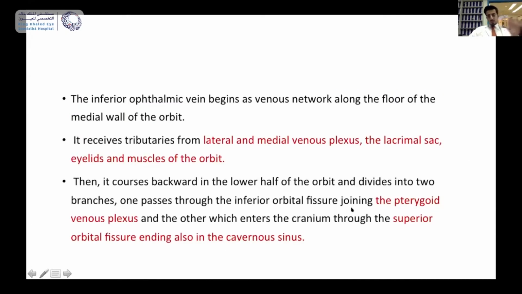ophthalmic vein is formed by a network of venous plexus from the medial venous plexus and the lateral venous plexus in the inferior wall, or around near the floor, and receives tributaries from the several orbital tissues. Then it courses backward in the orbit and divides into 2 branches. The first branch goes through the inferior orbital fissure and joins the pterygoid venous plexus, and the other branch goes through the superior orbital fissure and ends up in the cavernous sinus.